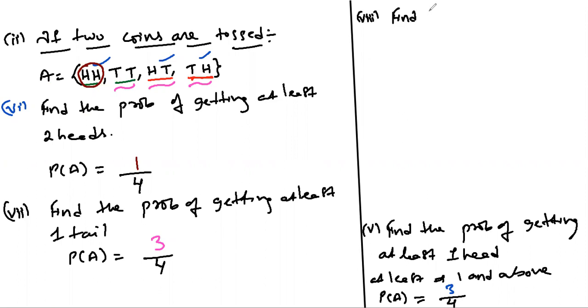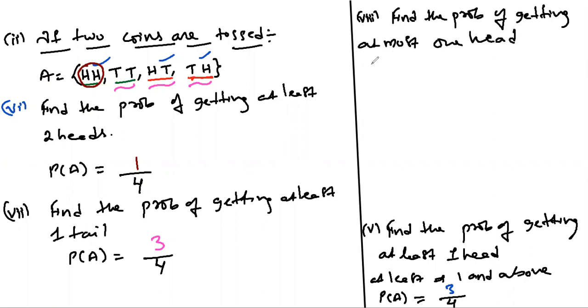Find the probability of getting at most one head. At most one head means one is the highest. One is the highest means you can take 1, 0.